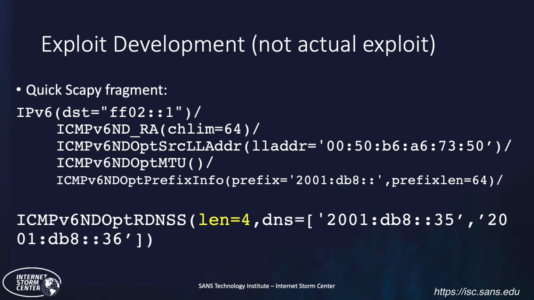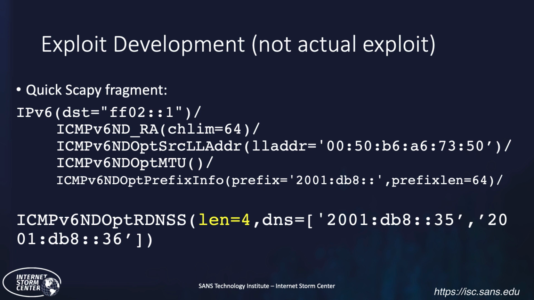And then I also added an MTU option, just because that's what you commonly see in these router advertisements. And I left the MTU at the default, which should set it for Scapy at 1280, which is the minimum MTU for IPv6. And I also added a prefix, just to make this look as normal as these usually go. Now, the last line is really the critical line here.